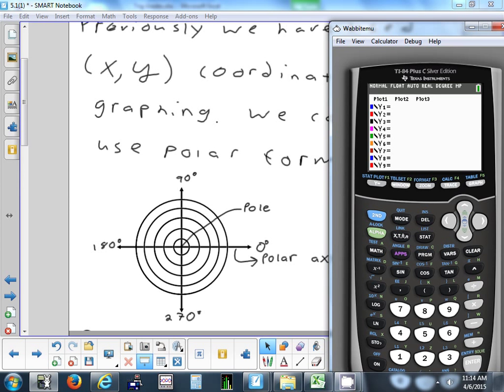equals. Y equals is great. If you've got slope, y-intercept, y equals mx plus b, it's very easy to do on a grid, like you're used to. A circle, not so much. If you wanted to draw a circle, let's say I want a circle with a radius of 3. This is how I have to type it in.